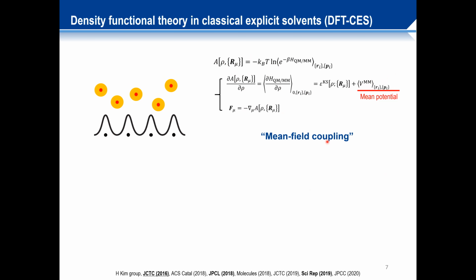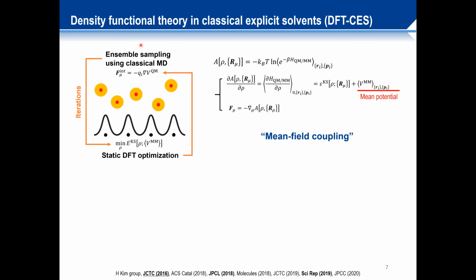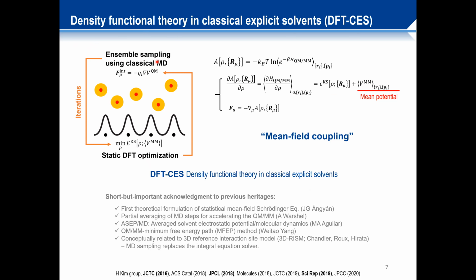And the way to implement it is that we iterate a static density functional optimization, not dynamics. And we also do a separate classical MD, but using the static DFT-optimized electrostatic potentials and the van der Waals potentials as fixed potentials. Then we can sample the mean potential there and bring it back to the static DFT optimization. So we iterate these two consecutive steps, DFT optimization and simple classical MD, until we obtain a self-consistent solution.